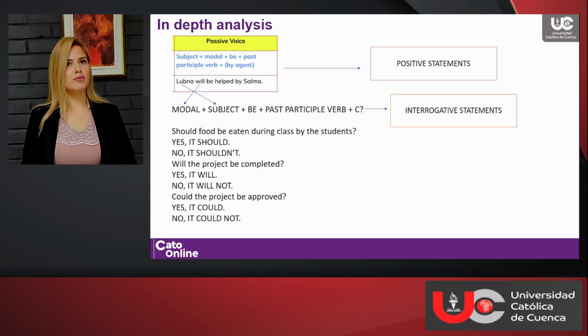Will the project be completed? Yes, it will. No, it will not. Could the project be approved? Yes, it could. No, it couldn't. You can also use the contraction form of the negative form of the modal. In this case, you can use should not or shouldn't. You can use will not or won't. You can use could not or couldn't. Remember that.